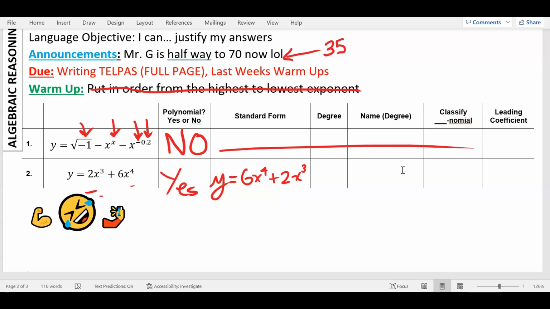Degree, the highest degree I see is 4. So if it is degree 4, you should know from your notes that that is quartic. Like there's 4 quarters in $1, it's quartic when it's degree 4. Now, classifying it by the nomial, okay? Well, I see 2 terms separated by a plus sign, so that is 2 or binomial.